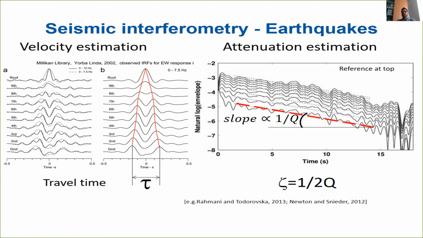Important point, as usual, the velocity can be quite well constrained. You can also use quite complicated methods to obtain Q, but much larger uncertainties are affecting the damping estimation, especially in borehole data. In the buildings, probably a little bit less.